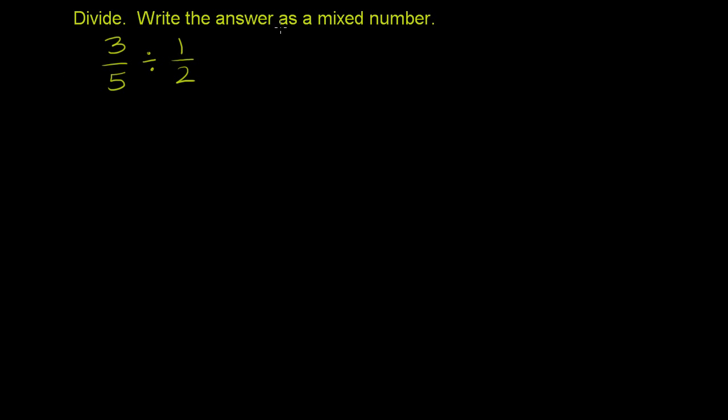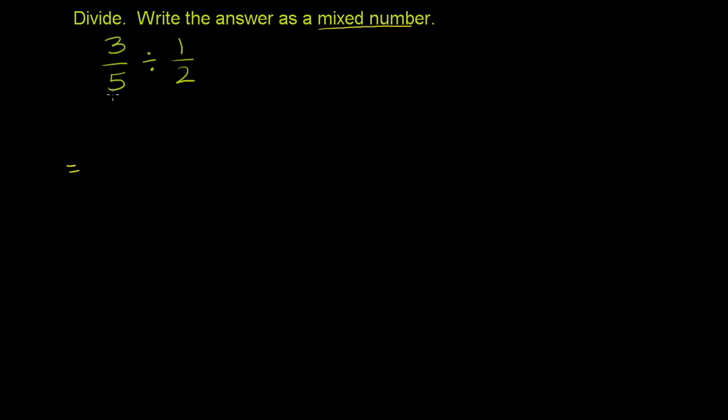Divide, and write the answer as a mixed number. And we have 3/5 divided by 1/2. Now, whenever you're dividing any fractions, you just have to remember that dividing by a fraction is the same thing as multiplying by its reciprocal.